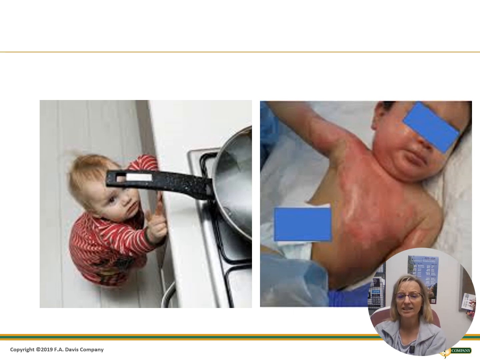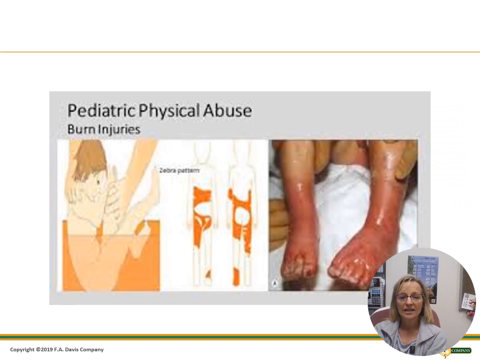Caregivers need to be educated on prevention. Now, this is your pediatric physical abuse. We call these immersion, and that's where parents will physically take their child and put them down in hot scalding water. Now, the difference in that, you see that little kid's legs, that has an even demarcated line. So again, you put them straight down in there.